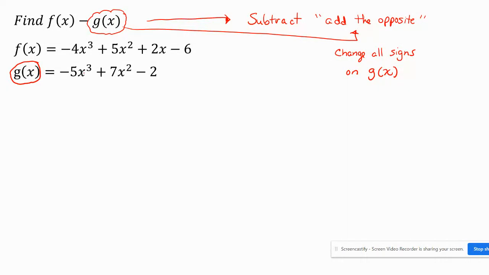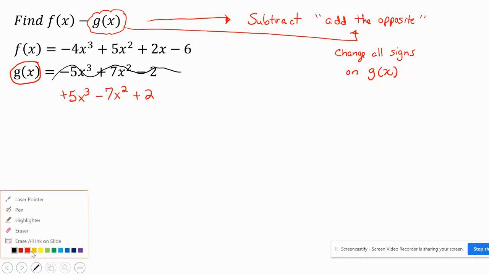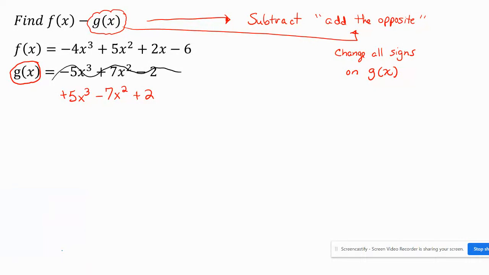Okay? So instead of a negative 5x cubed, I'm going to make that a positive 5x cubed. Instead of a positive 7x squared, I'm going to make that a negative 7x squared. And instead of a negative 2, I'm going to make it a positive 2. I'm going to change colors here. My pen will allow it. And then I'm going to cross this out so it's not in my way, and I'm just going to deal with the original f of x and the new g of x that I have in red. Okay? So negative 4x cubed plus 5x cubed would be just 1x cubed.